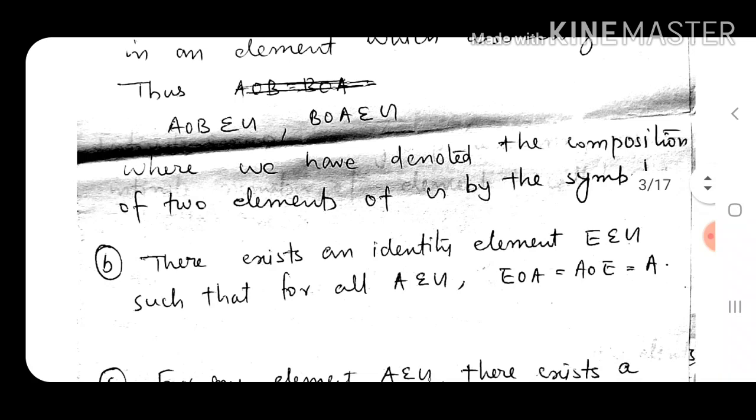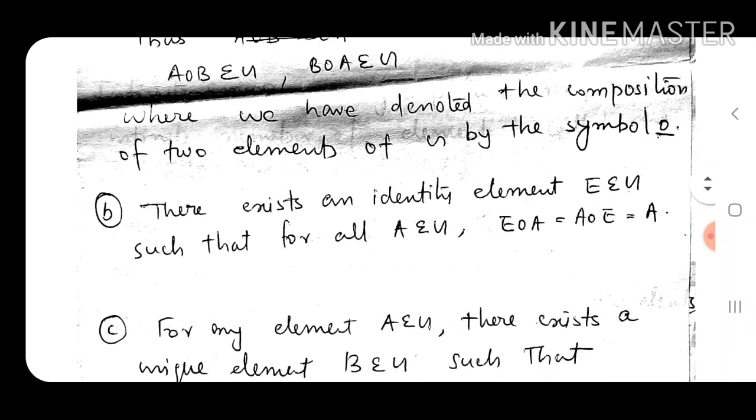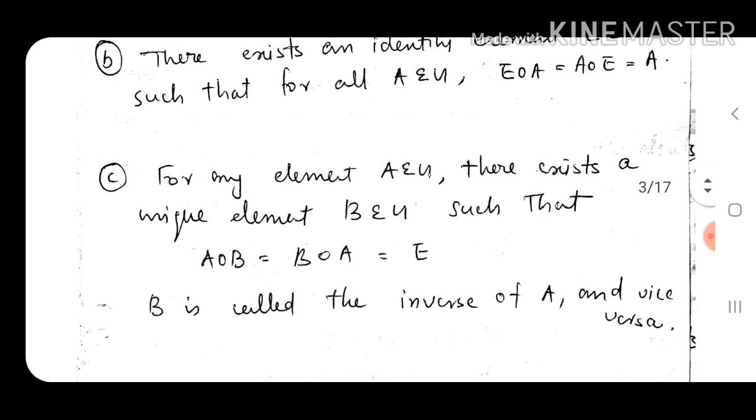That is the first property. Then in every group there will be an identity element. How do you identify an identity element? If you take the composition of any element with the identity element, you will be getting the same element. Okay, that's how you identify the identity element.